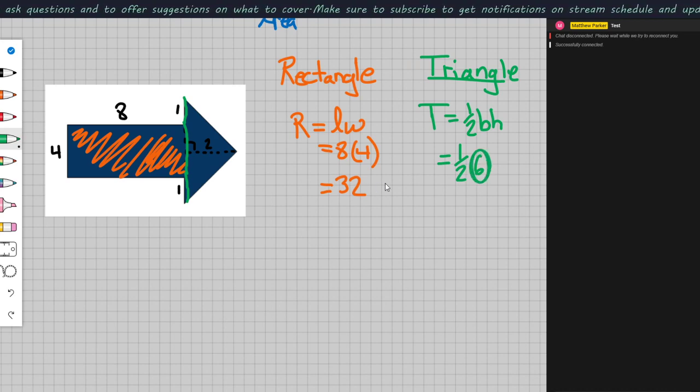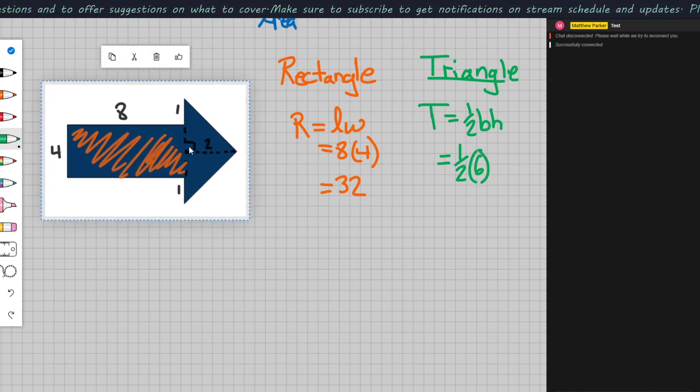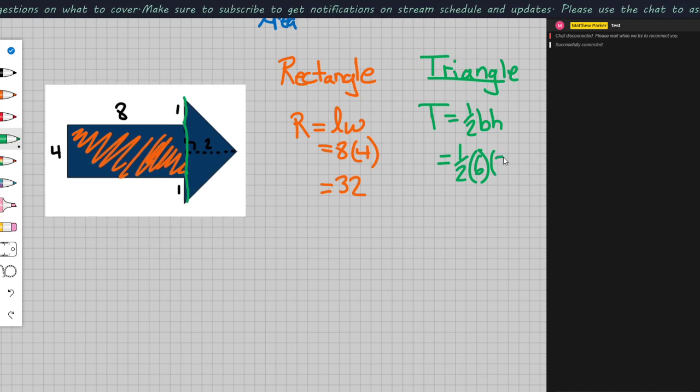times the height of 2. So two things you can do: 6 times 2, which gives us 12, and then divide by 2 or times 0.5, which gives us 6 again. Or take half of 6, which is 3, and 3 times 2. So there's a couple different ways, since it's just multiplication. We can use the property to move it around.